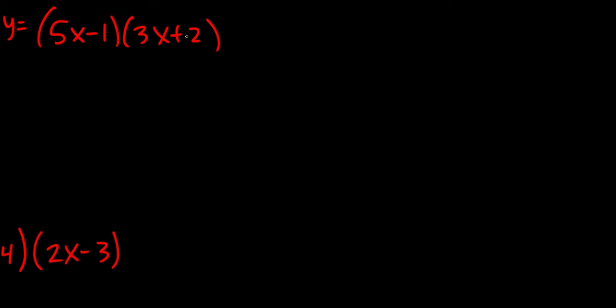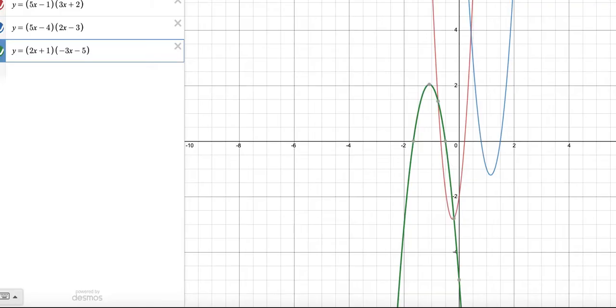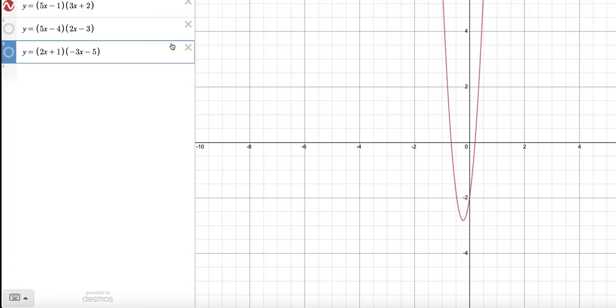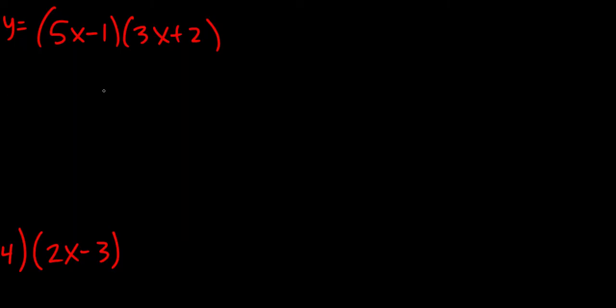Okay, these are just the answers that we got from the previous video when we factored, and now we want to find the roots. Remember what the roots are. If we graph them in Desmos, this red one is the first one we'll deal with. The roots are just where it crosses the x-axis. So we have 0.2 and negative 0.667. Looking at this, how do we find that?